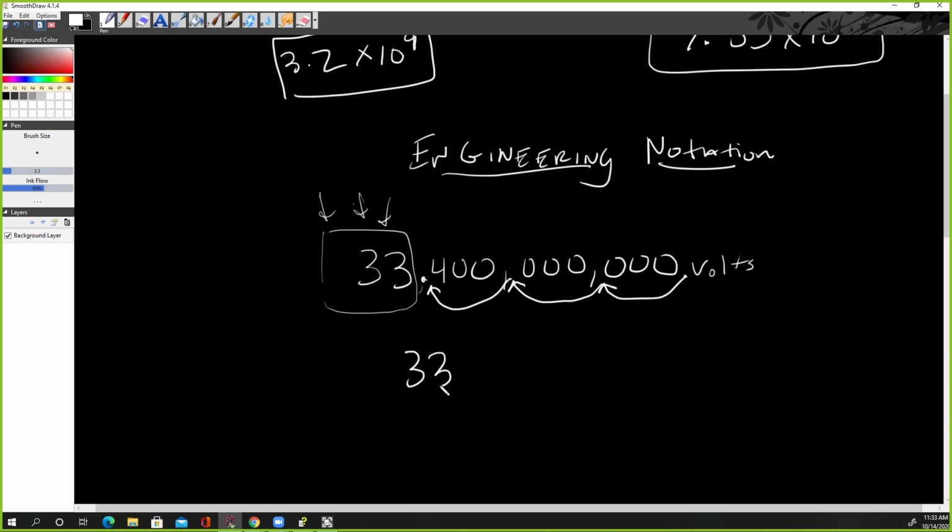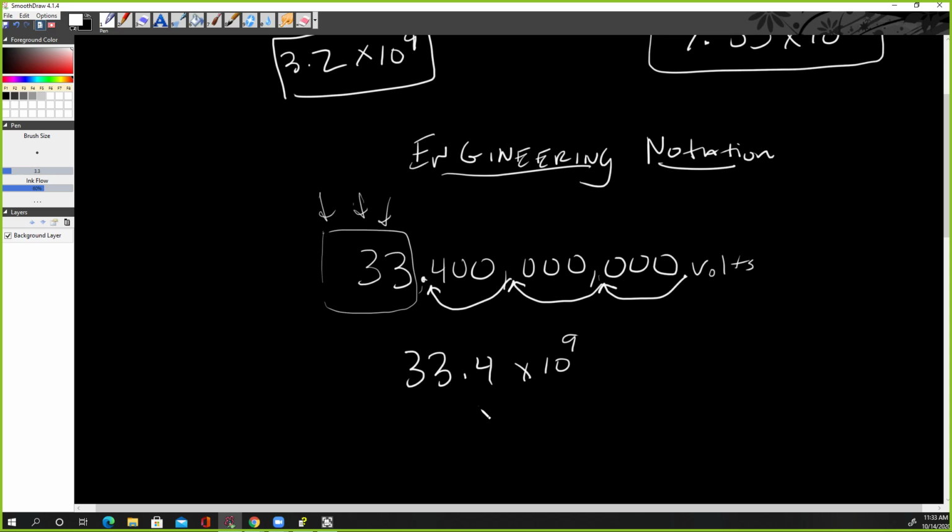So we're going to put 33.4 times 10 to the, and this number will always be a multiple of 3. So it'll be a 3, a 6, a 9, a 12, a 15. And how many was it this time? It was 9, right? 3, 3, 3, so that's a 9.